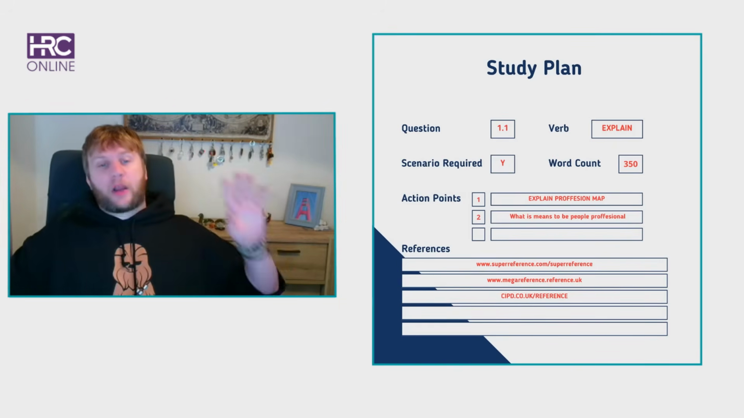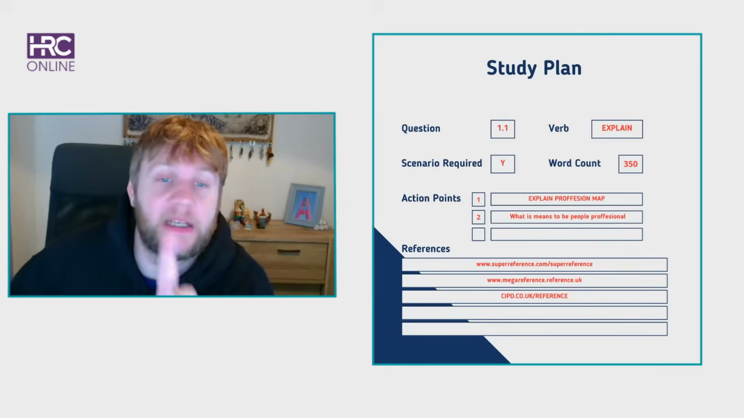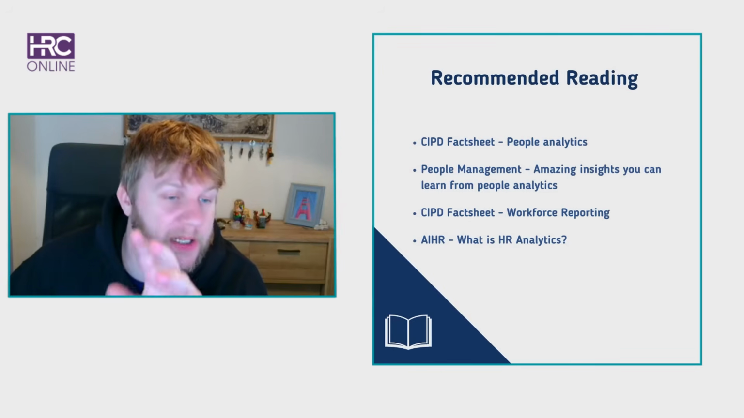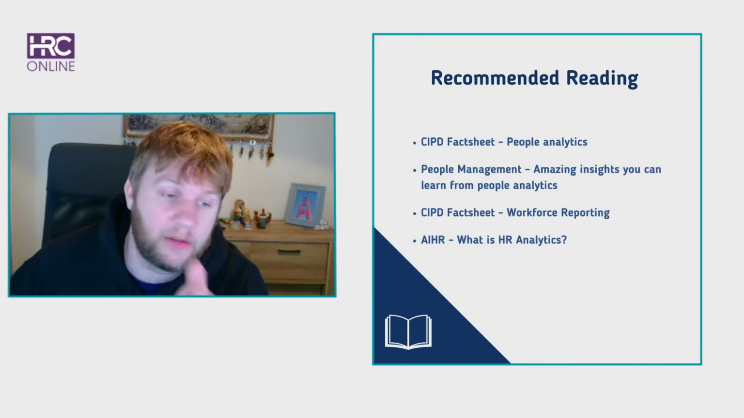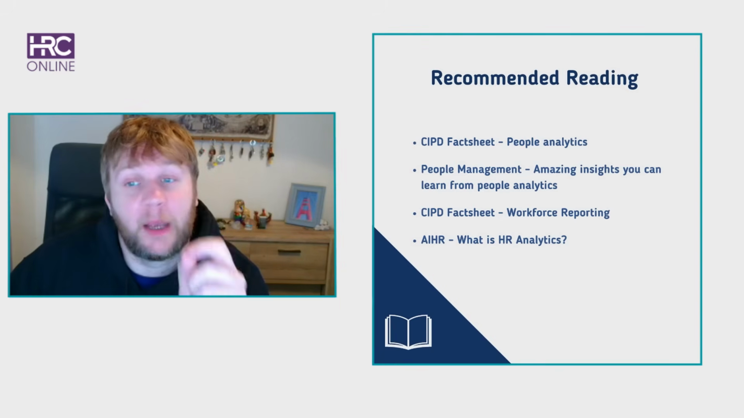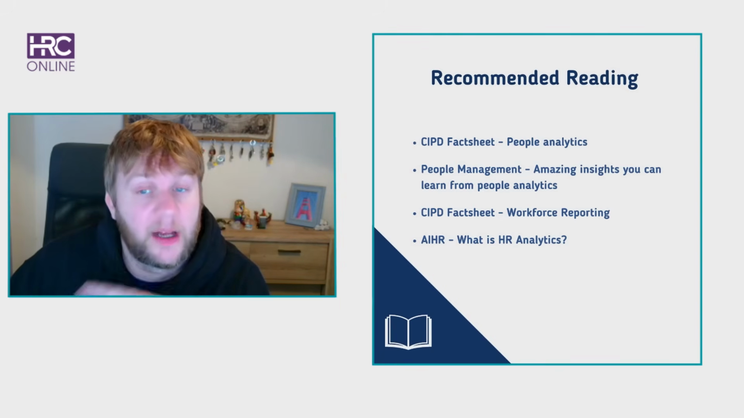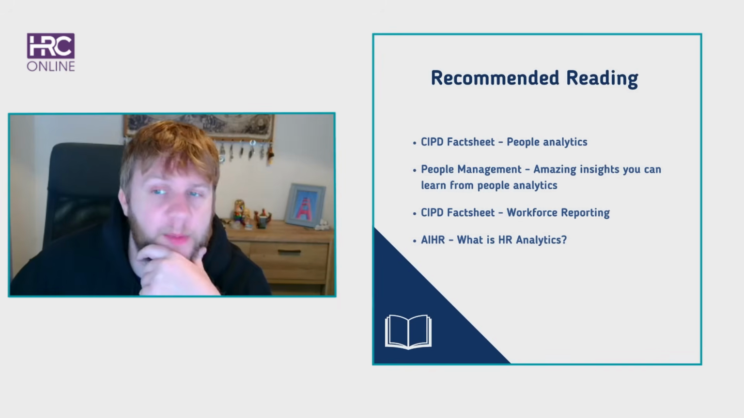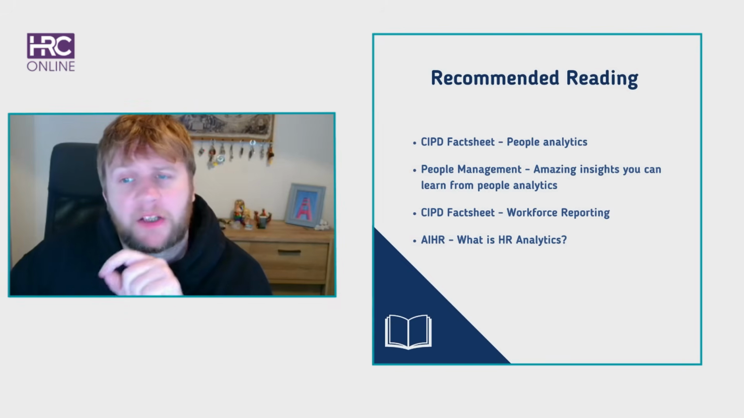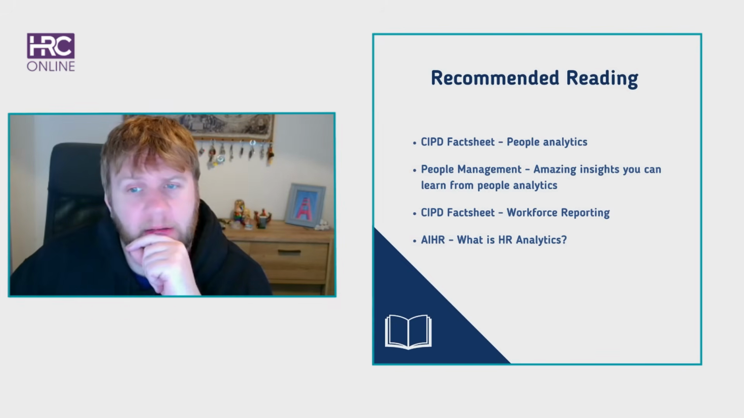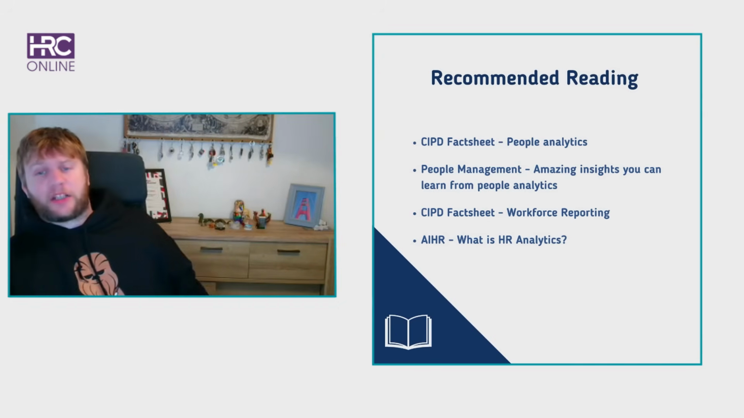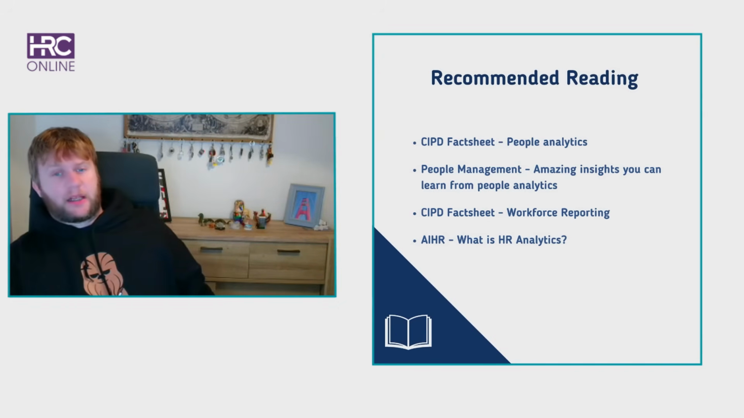Now, we're not just going to leave you high and dry. We are going to give you some recommended reading to help you on with the question, which is, we've got 4 for this particular one. We normally do about 3, so, going above and beyond. But CIPD fact sheet, people analytics: analysis tools, analysis method. People Management Magazine, amazing insights you can learn from people analytics. CIPD fact sheets, workforce reporting, and I think a really good standardized one, which I'm quite a big fan of, which is AIHR, which is what is HR analytics.